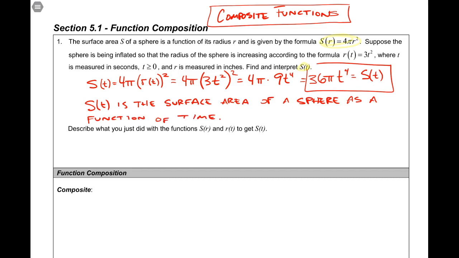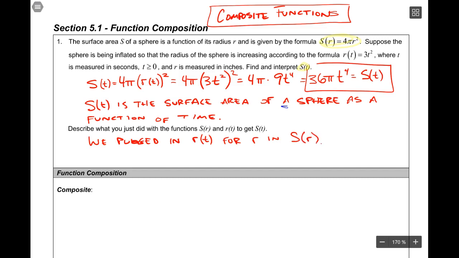So for this case, s of t is the surface area of a sphere as a function of time. It's not the surface area of any sphere. It's for this particular application. Okay, let's move on to the next part here. It says describe what you just did with the functions s of r and r of t to get s of t. Well, basically, we plugged in r as a function of t for radius in the function s, surface area as a function of radius. That's all we did. We plugged one function into another, and we got what is, from now on, we'll call a composite function. Okay, so basically a composite function is when we plug one function into another.